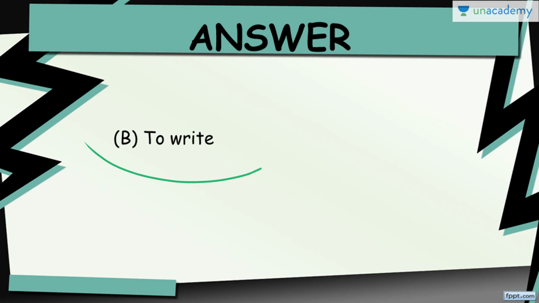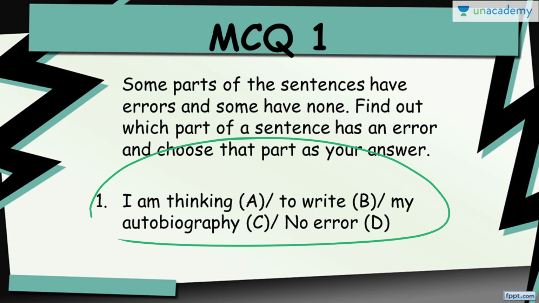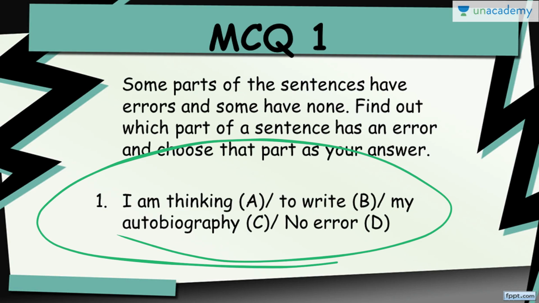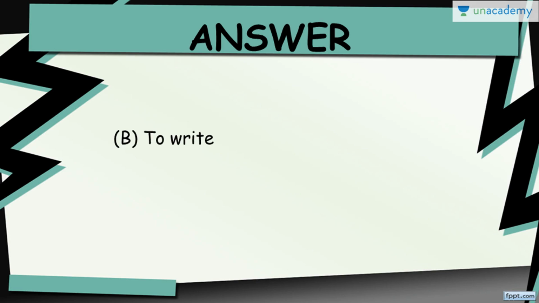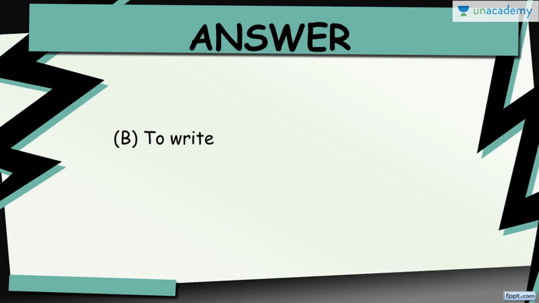Yeah, so the answer is to write, B part. I am thinking to write my autobiography. So the correct thing should be, I am thinking of writing my autobiography. And what they wrote was to write. So to write is wrong over here. This is not the correct thing. This is incorrect. This is the error in the sentence, and so we have marked this as the answer. The correct sentence formation should have been, I am thinking of writing my autobiography. So this is the first MCQ.